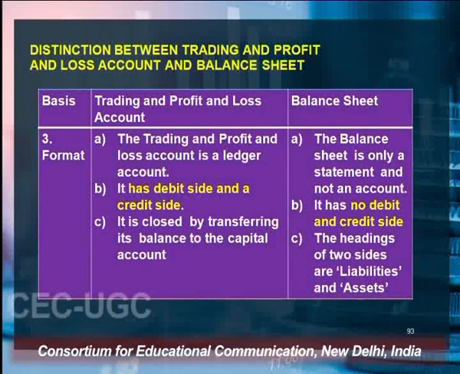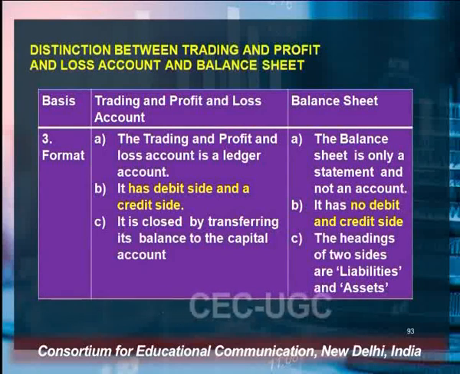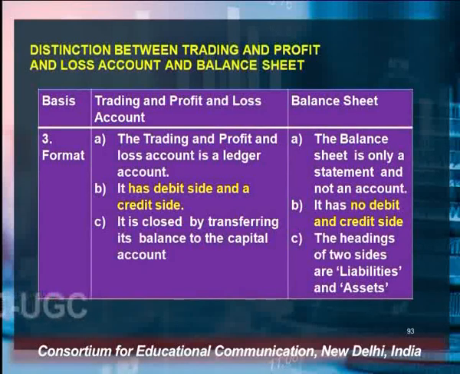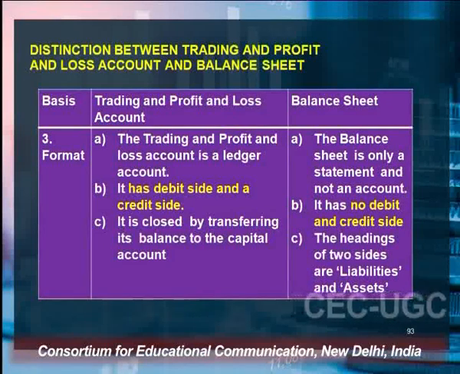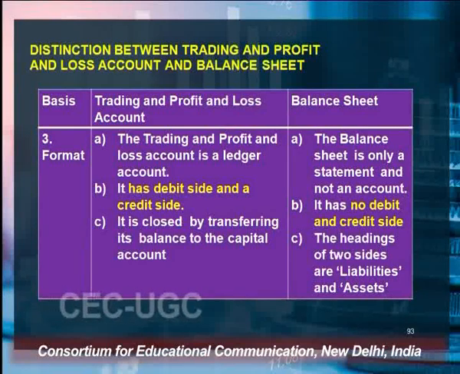Whereas the balance sheet is only a statement and it is not an account. It has no debit and credit side. In our previous lecture, we talked about how to prepare the balance sheet. The balance sheet is prepared in a horizontal format, and it has two sides. The left hand side is known as the liability side and the right hand side is known as the asset side. So the balance sheet has two sides, the liability side and the asset side, wherein the trading and profit and loss account is an account and has two sides, the debit side and the credit side.